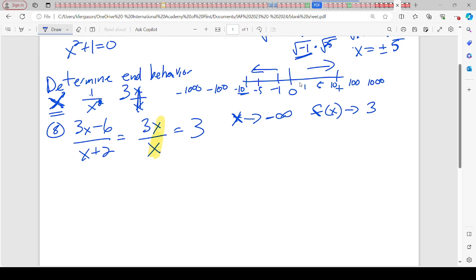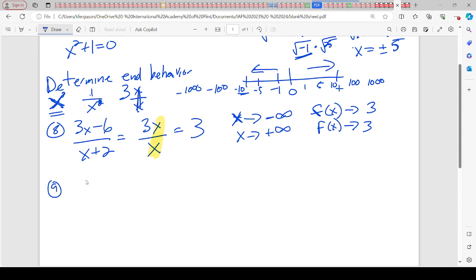If I plugged in -5, I would get 3 times the -5 divided by -5. The -5s cancel each other out, and so do the negatives. So I'm still left with a +3. If x approaches positive infinity, so I'm just putting in positive numbers, it doesn't matter what number it is, it's on top and bottom, so it's going to cancel off. If I put x equals 10, 3 times 10 divided by 10, the 10s cancel off, and f of x approaches 3. And so that's my answer for the first one. And that situation is my variables cancel off.